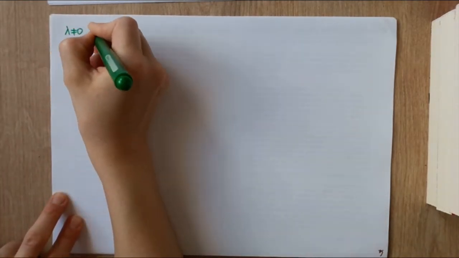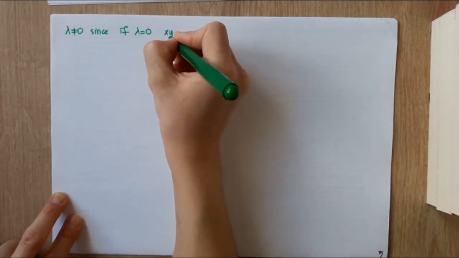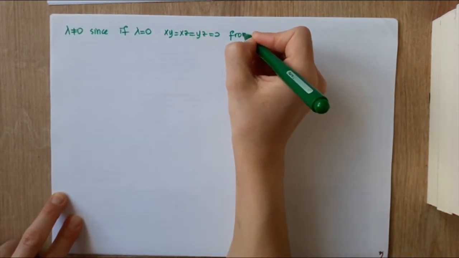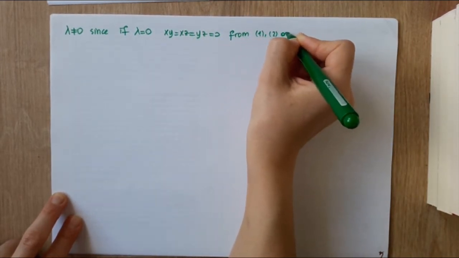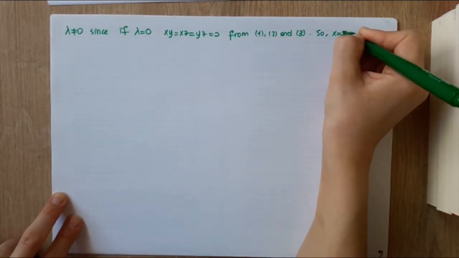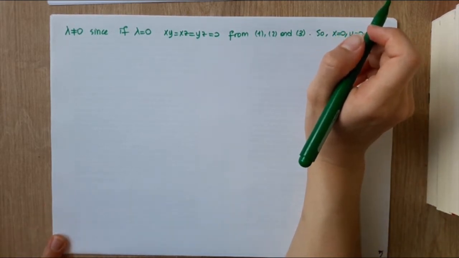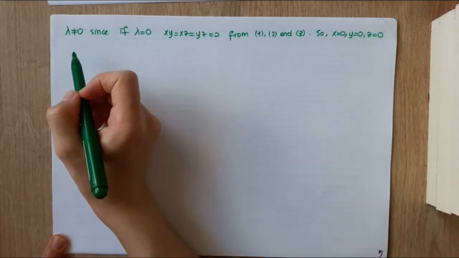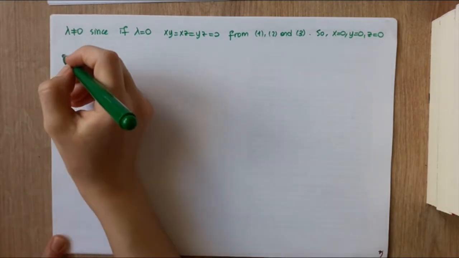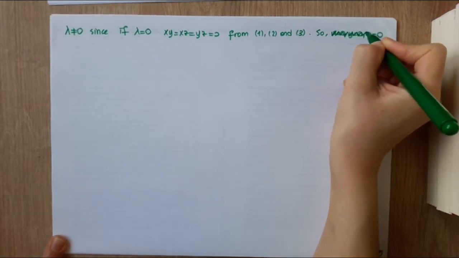Lambda cannot be equal to 0, since if lambda is equal to 0, I will have xy = xz = yz = 0 from 1, 2, and 3. So it means x is 0, y is 0, and z is 0 here. Actually, not all of them, at least one of them.